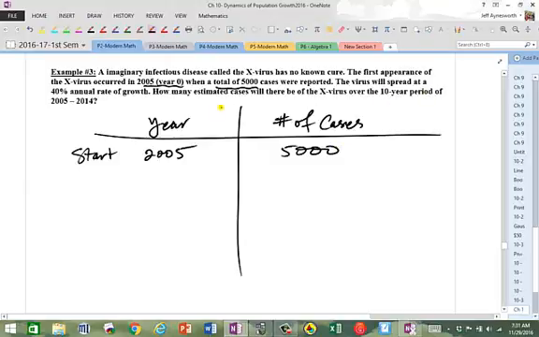The virus will spread at an annual rate of growth of 40%. This is obviously important. Okay, so knowing this right here, it will spread at 40% annual growth. That means that the following year I'll have 140% of what I started with. All right, so R here is going to be 100% plus the 40% because there's 40% rate of growth, which is 140% obviously, which as a decimal is 1.4. So this is the growth rate. The question is, how many cases will there be of the X virus over the 10-year period? All right, total.